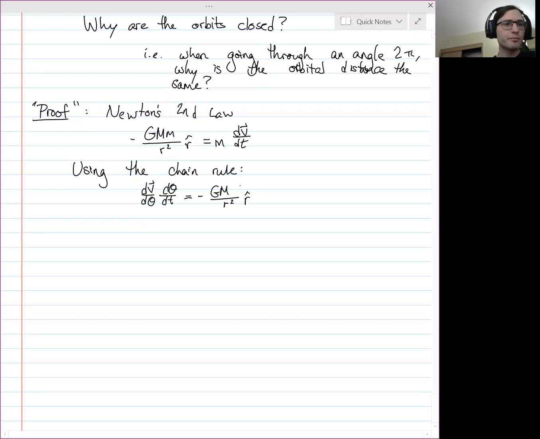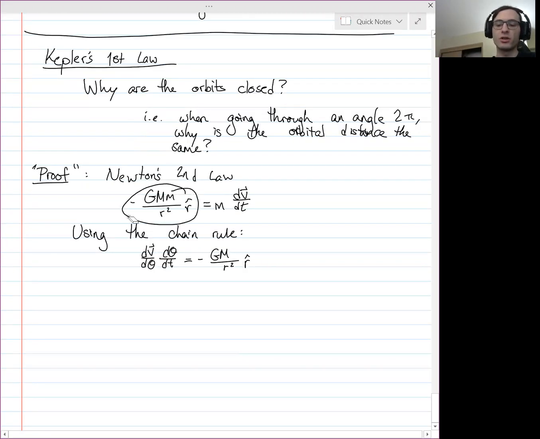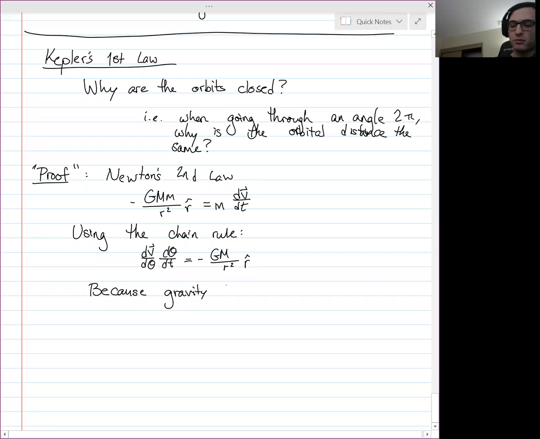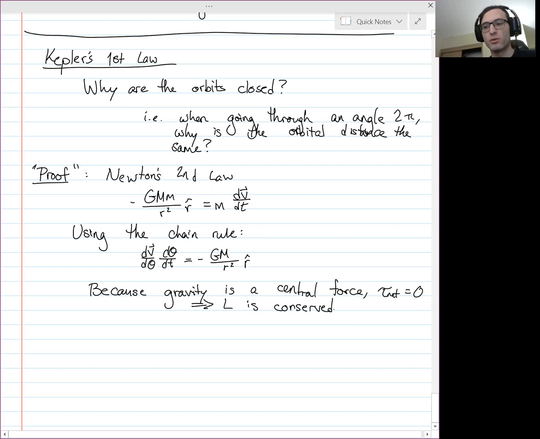Now, what else do we know about gravity? We know that the gravitational force points in the radial direction, and so it's a central force. It points from a certain source. Because gravity is a central force, remember when we talked about these, the torque that gravity exerts is 0. And that implies that the angular momentum is conserved. And so what does that mean? It means that the magnitude of the angular momentum is just a constant, regardless of what your angular or radial position is. It's often called a constant of motion.